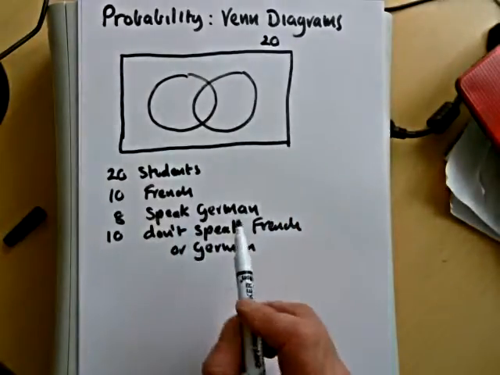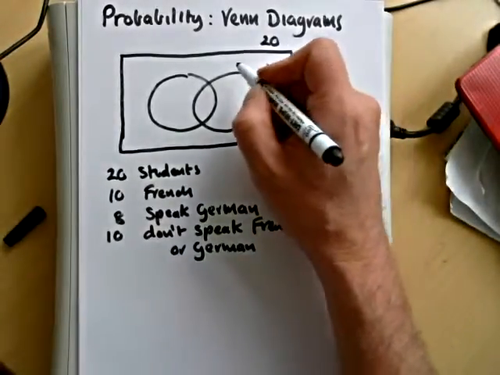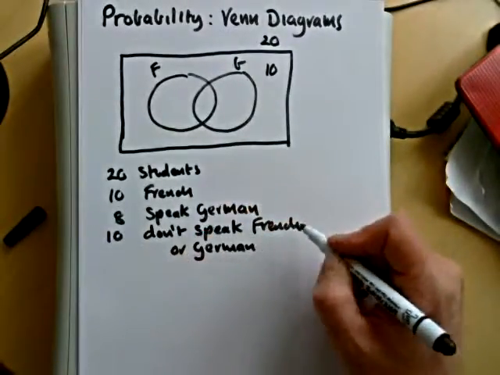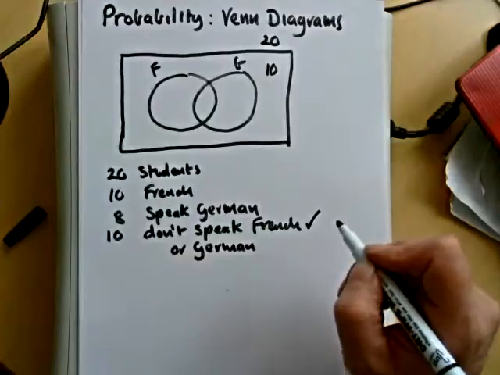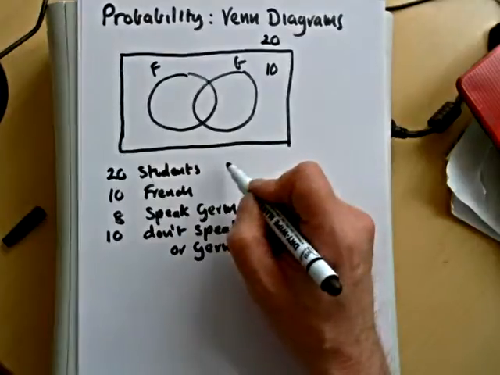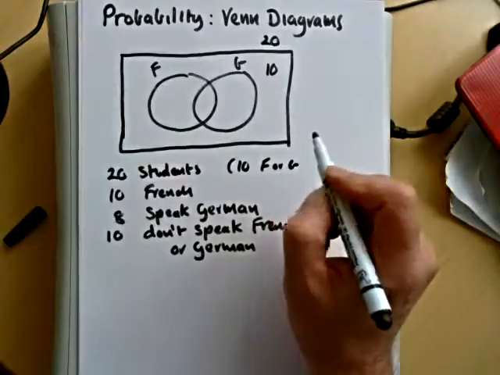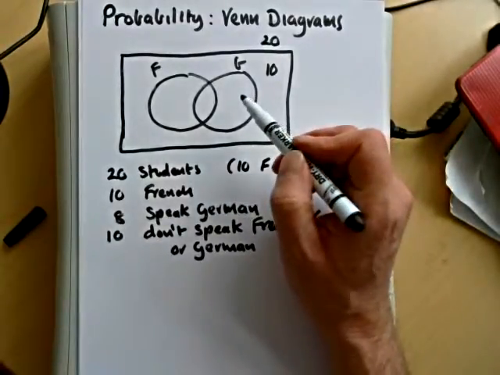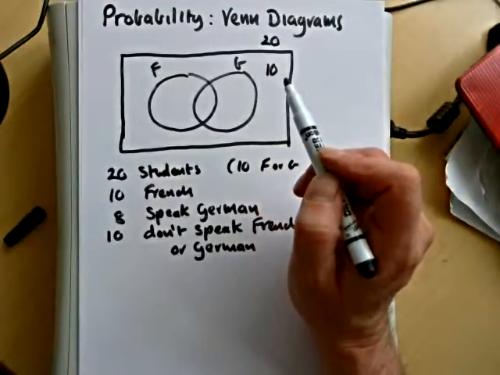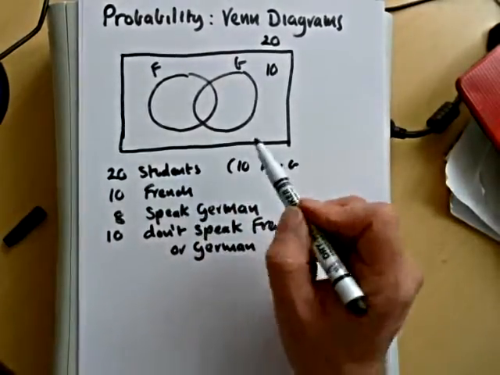Now let's go to the number that don't speak French or German first. We'll place that here, labelling the circles F for French and G for German. So 10 don't speak French or German. That means there's 10 left, 10 that do speak French or German. Now given that there's 10 that speak French and 8 that speak German, that's 18, but only 10 speak French or German.